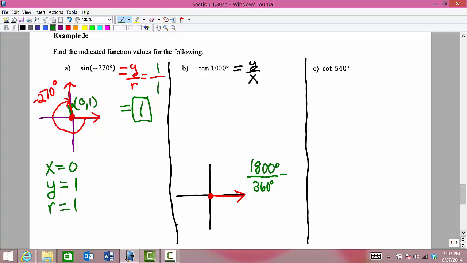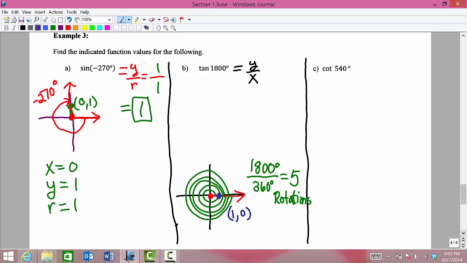Divided by 360 is 5. So this means that I have 5 complete rotations of my angle. So 1, that's 360, 2, 3, 4, 5. 5 complete rotations. So our terminal side actually lays right there on the positive x-axis.